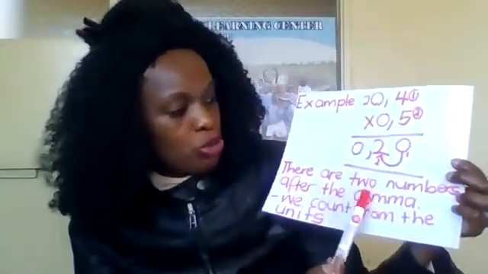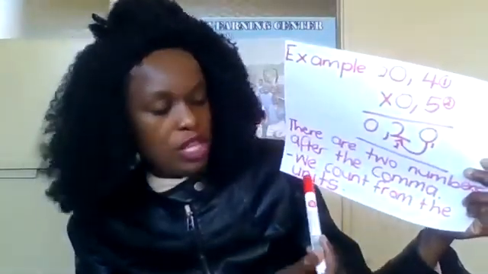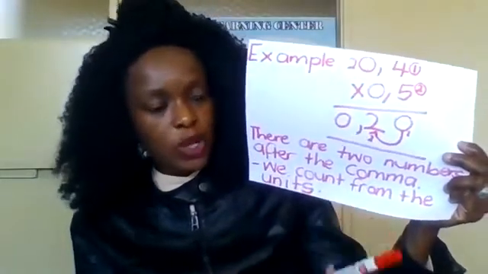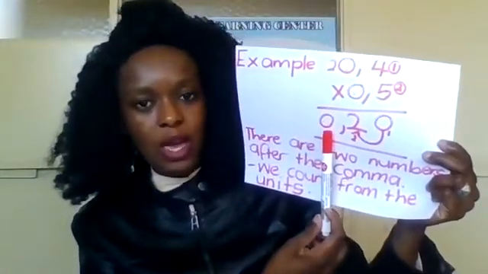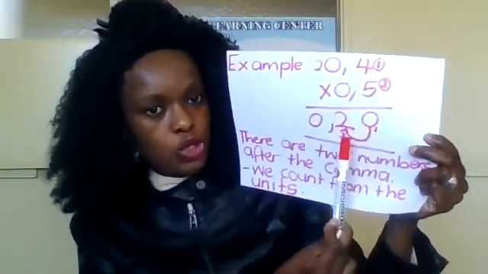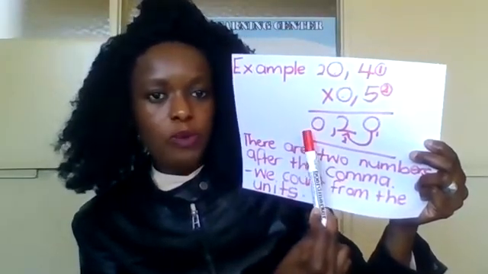It is holding nothing. There is nothing before the comma, so the 0 becomes a placeholder. So we see that there are 2 numbers after the comma. We count from the units. This is very important. Where do you start counting from? Your answer there is 20, so you start from the unit. You say 1, 2, then you put your comma, and the 0 becomes the placeholder. I hope you managed to understand.